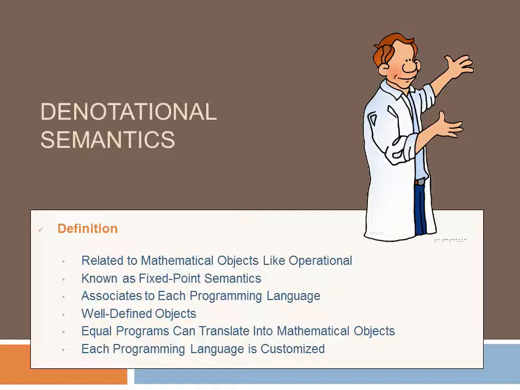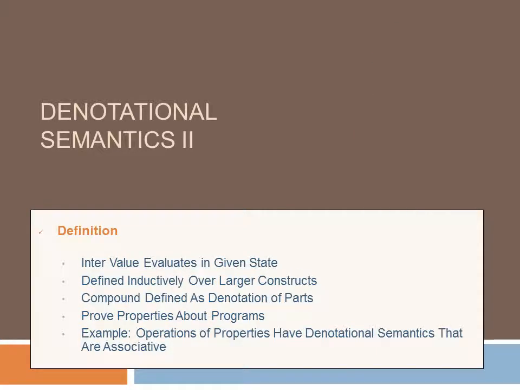Denotational semantics associates to each program language a well-defined, vastly understood mathematical object. It denotes behaviors of corresponding language constructs, so equal programs can quickly translate into mathematical objects. Each programming language has customized denotational semantics. Each expression can be looked at as a mathematical object, which is a partial function taking a state to an integer value. Within the integer value, the value of that expression evaluates in the given state.